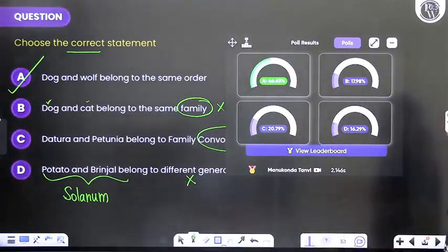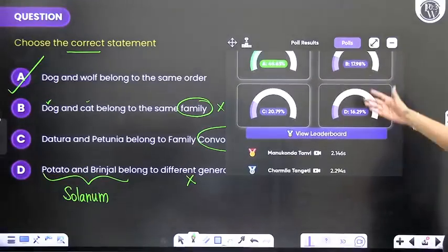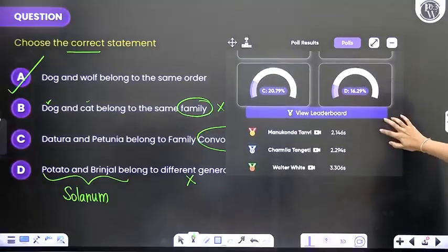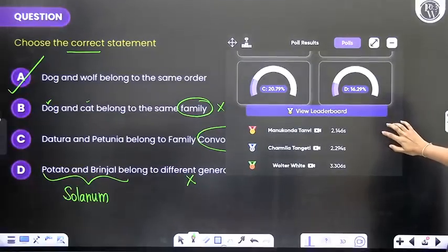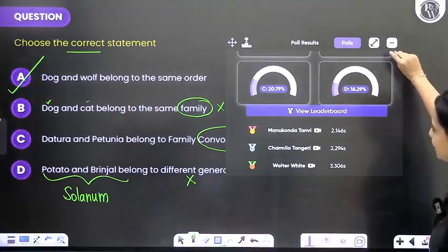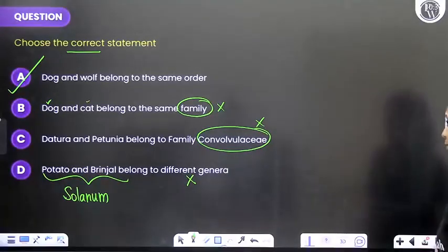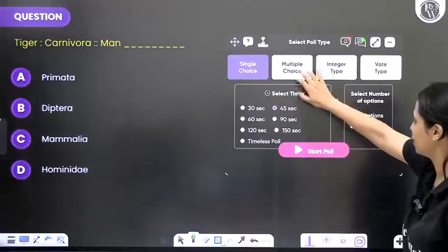Oh, disappointing. Very disappointing. This is like less than 50%. Why? Tanvi, Sharmila, Walter White from England. All of them have answered correctly. I mean, they are in the top 3. Next question.